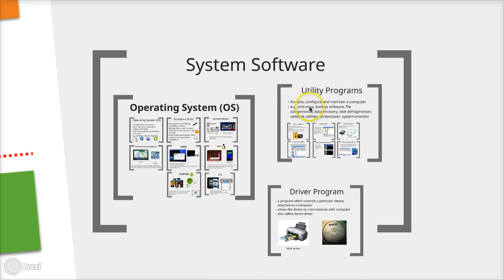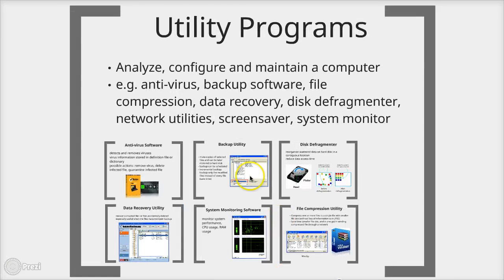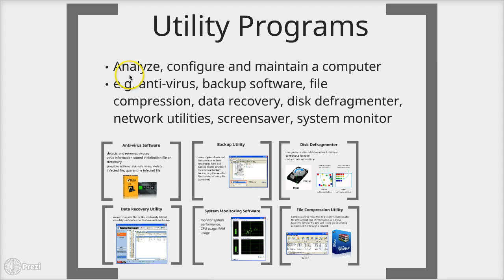Now we move on to the second component of system software, that is utility programs, 工具程式. So the utility programs analyze, configure, and maintain a computer, that is keeping the computer running smoothly. For example, these are the common utility programs we can find in our computer: antivirus, backup, file compression, data recovery, defragmenter, network utilities, screensaver, and system monitor software.